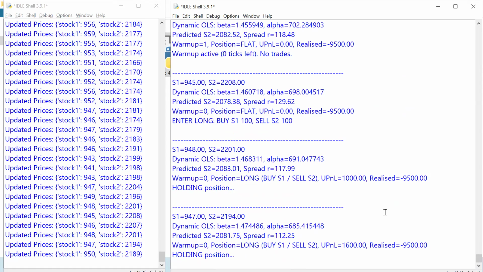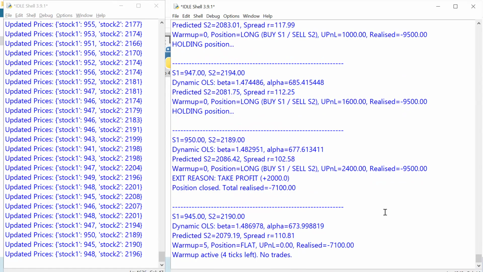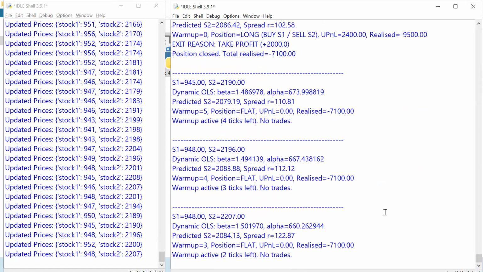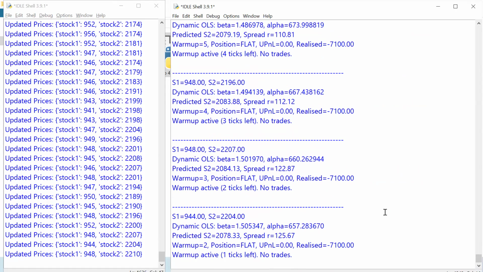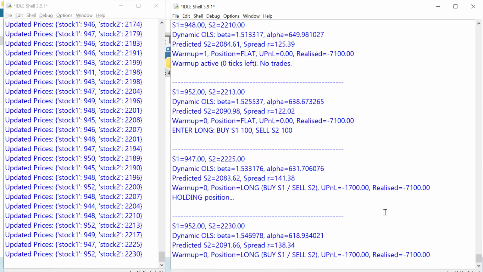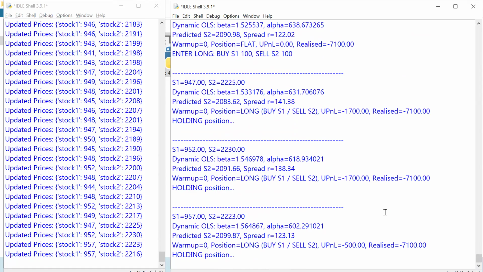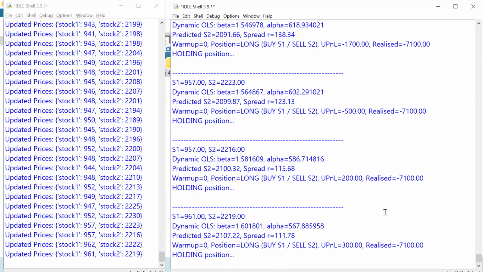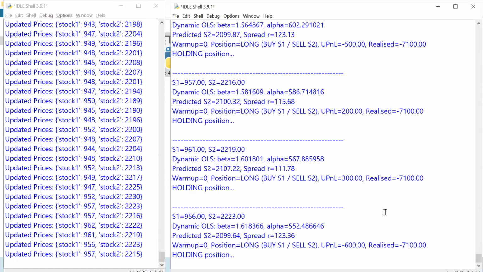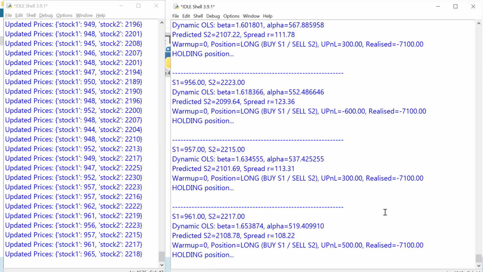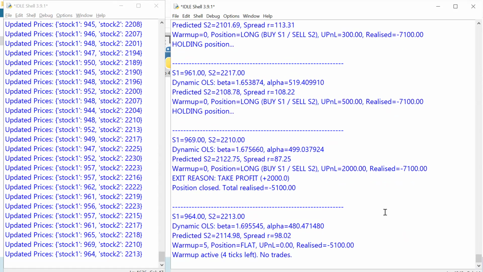We entered the trade. We got the profit. S2 is in a one range, but S1 is continuously falling. So that's why this kind of thing is happening. S1 is in buy mode currently. We want S1 to come up at least. Okay, we got one profit.